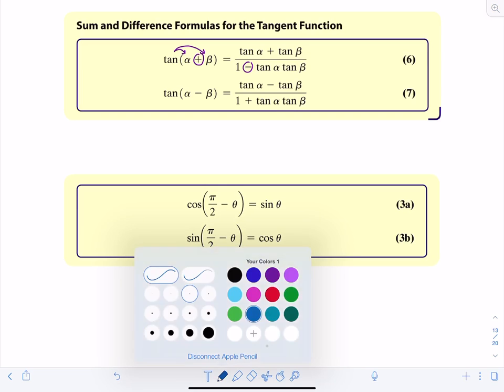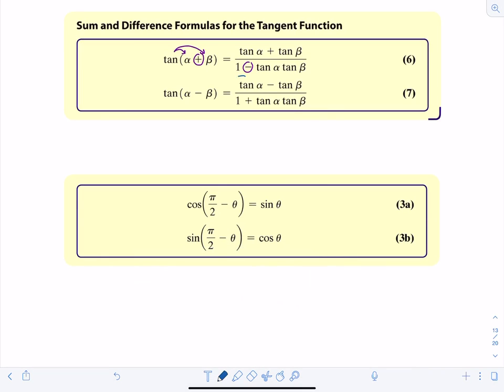So look at the next one. It's going to work too. So the numerator here looks like we just distributed across. And then you have 1, and then this is the opposite sign of the sign here. And then tan alpha, tan beta.